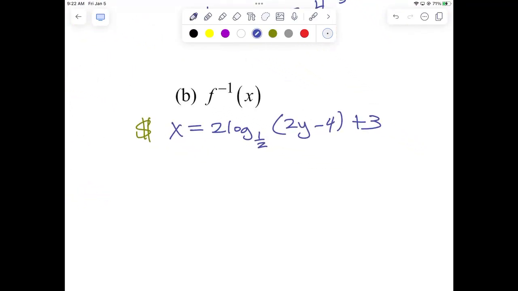I interchanged x and y. Now we just peel back the layers, right? We're used to this. I subtract 3 first. I've got to isolate the variable term. So I get x minus 3 equals 2 log base 1/2 of 2y minus 4.